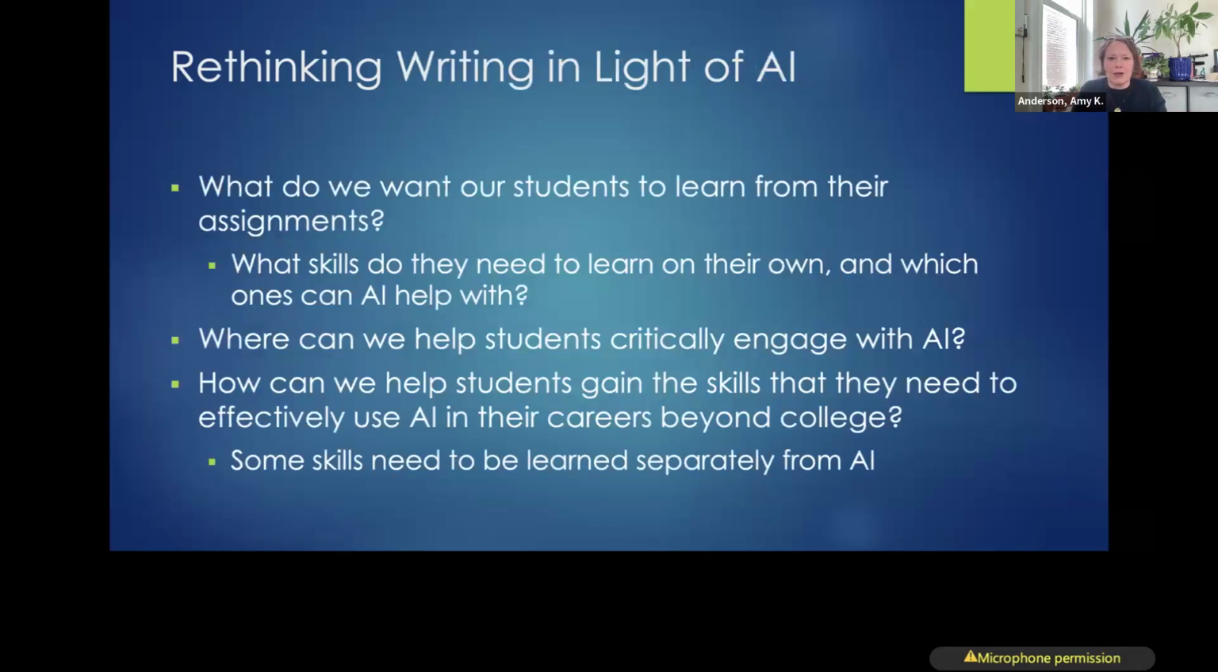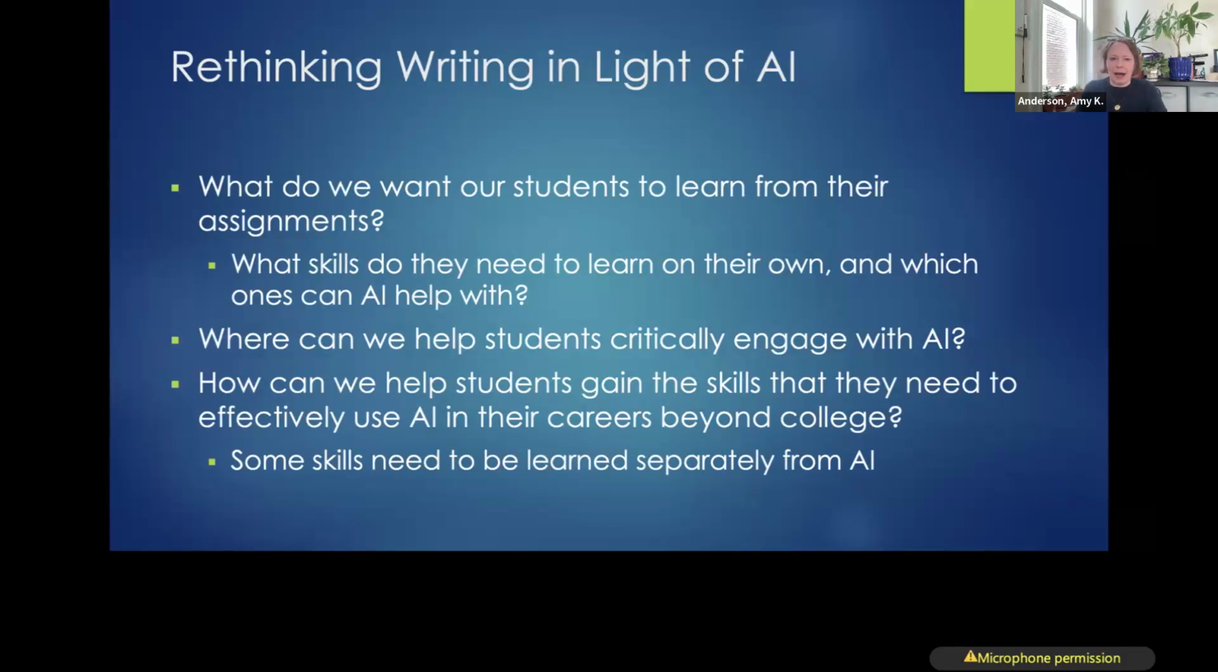So yeah, I think all this is to say, the questions that I think we should be asking ourselves as we're rethinking writing in light of AI are, first of all, what do we want our students to learn from their assignments? What skills do they need to learn on their own, and which ones can AI help with? Because AI can't do everything for them.